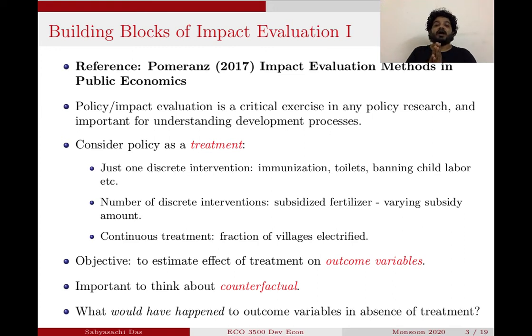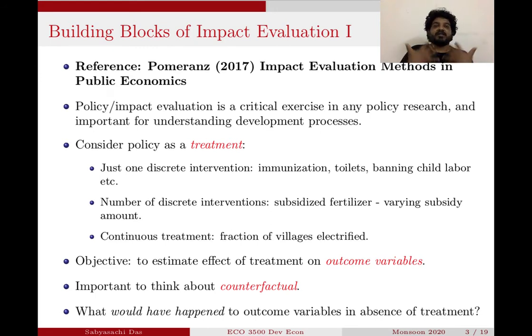Treatment can be of various kinds. Of course, you can have one discrete intervention, so that the treatment is either 0 or 1. Either you are being treated or you are not being treated. Think about immunization. Suppose the government goes for an immunization drive.